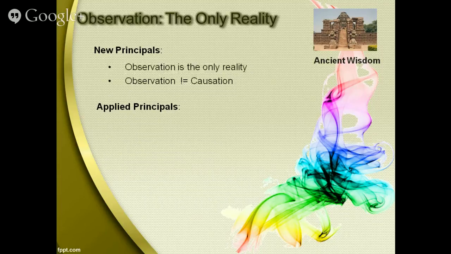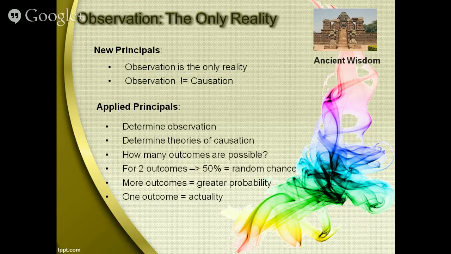So the new principle that I want you to walk away with here is that observation is the only reality. The event that you experience is the only reality that there is. Everything else is trying to explain causation of the event. And causation is not the same as observation. How do we apply these principles? We determine the difference between what is causality and what is the actual event.